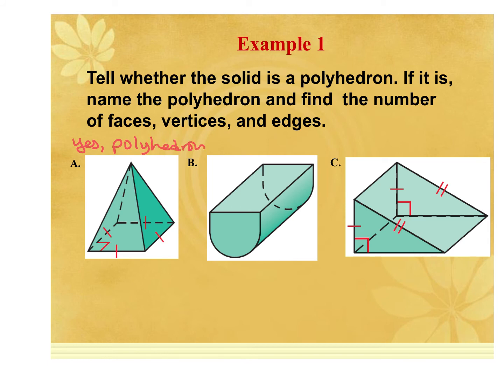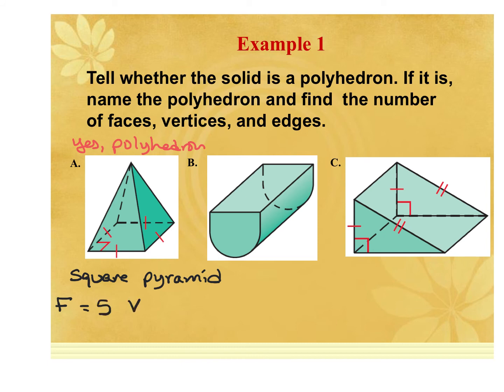And the name of this, notice the congruency marks on that base, all sides are equal, making this a square pyramid. And now we need to count the faces, vertices, and edges. So faces, I have 4 triangle faces, those are lateral faces, and 1 square face, which is the base, giving me a total of 5 faces.